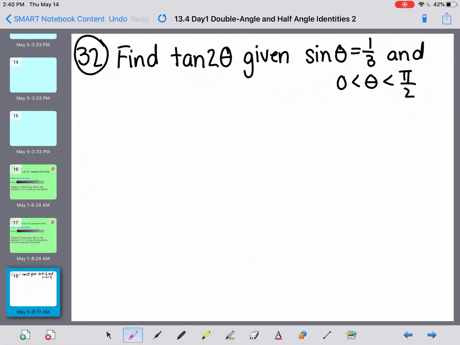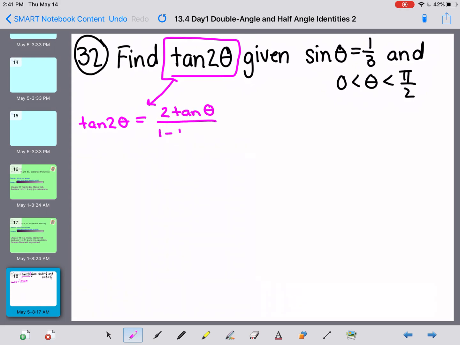All right, so I'm explaining 32 from the homework. The first thing that we're taking a look at is that we're finding tangent of 2 pi. So I go to my formula sheet and I jot down the formula. And then I say, okay, in order to do this formula, I need tangent of pi. So how do I figure out what tangent of pi is?